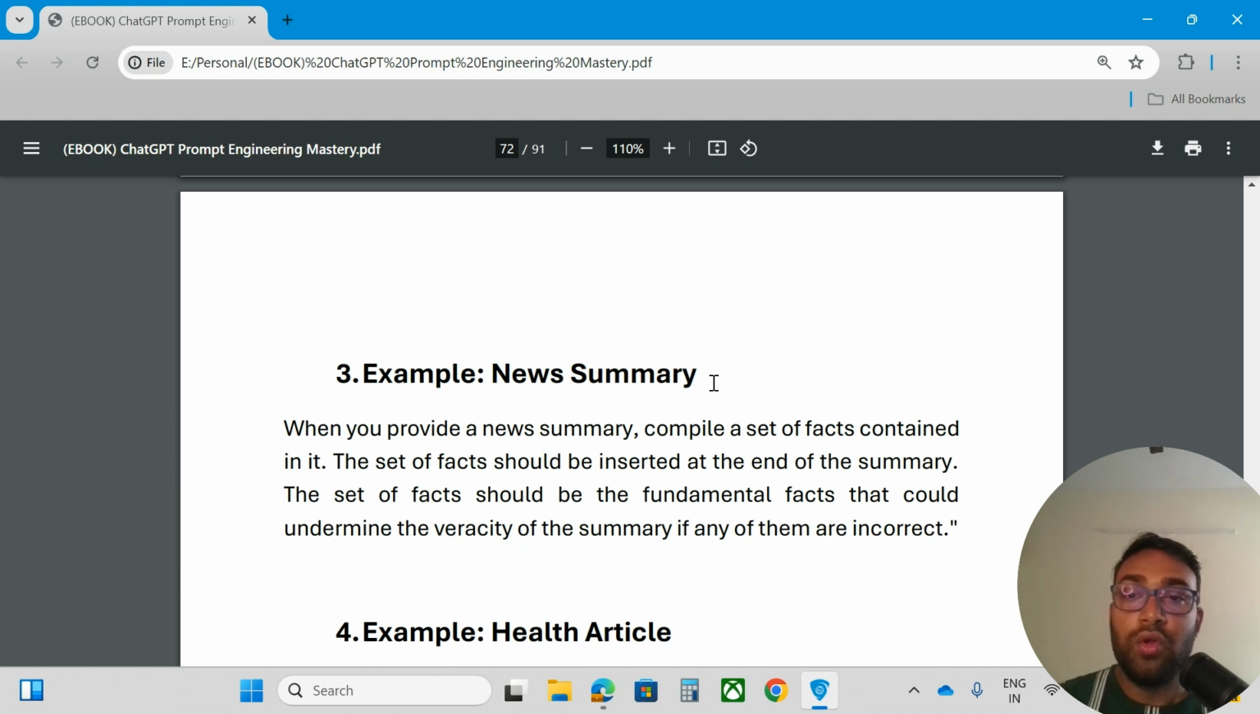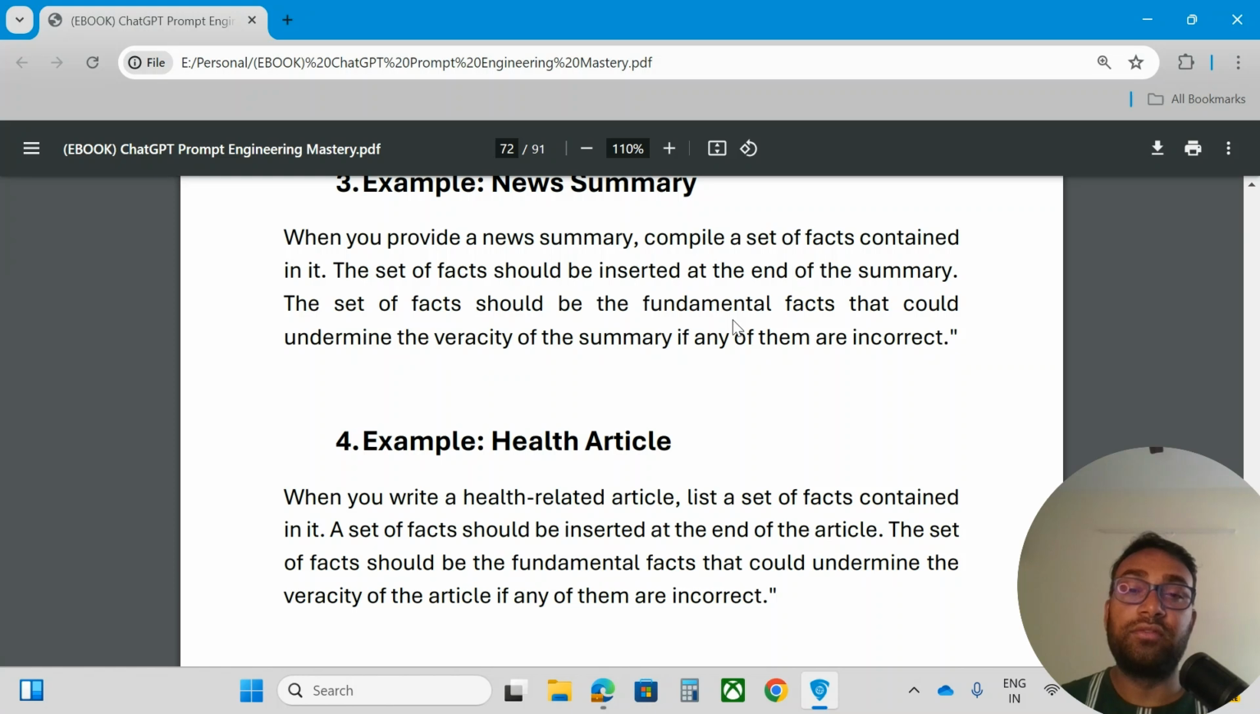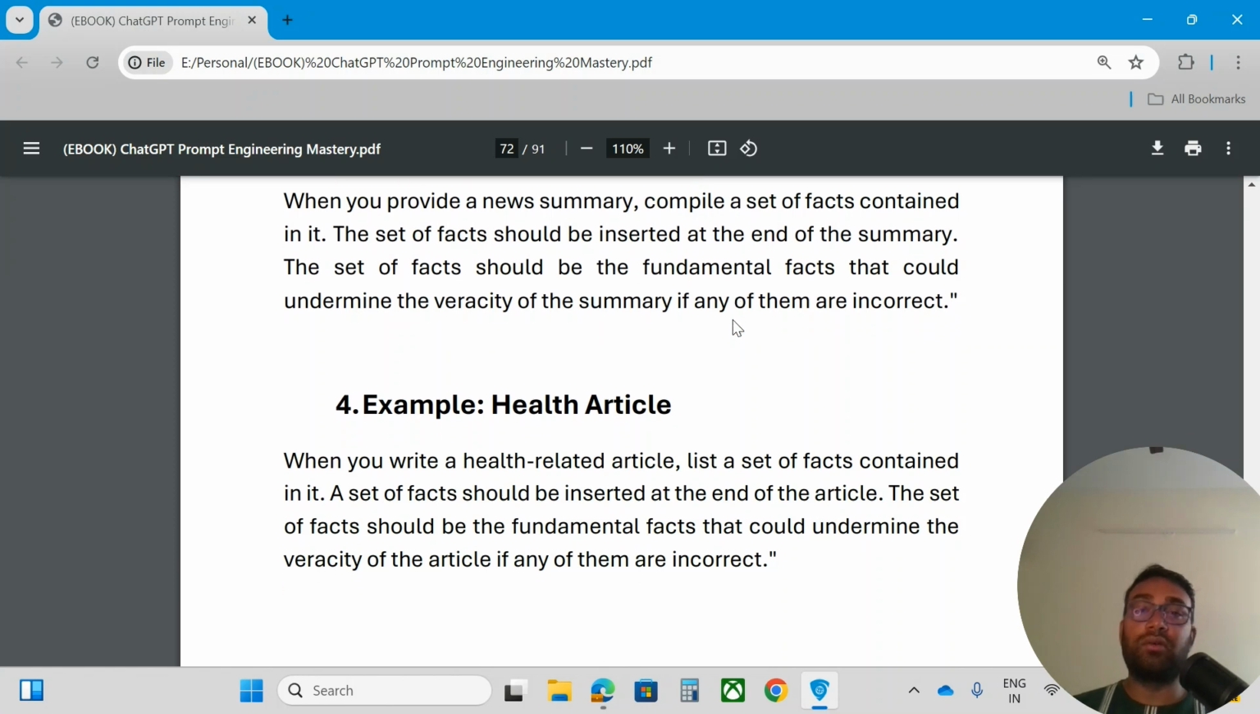So what you can do, when you provide a news summary, compile a set of facts contained in it. The set of facts should be inserted at the end of the summary. The set of facts should be the fundamental facts that could undermine the veracity of the summary if any of them are incorrect. Again, the health article related, if you have any question, any doubt, you can ask.